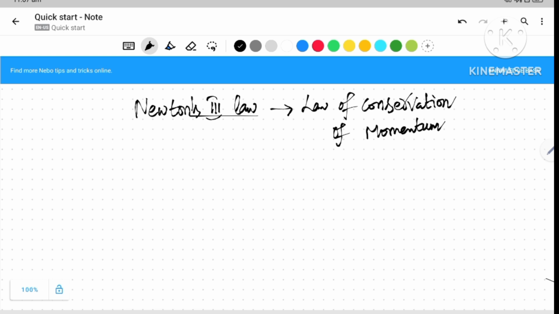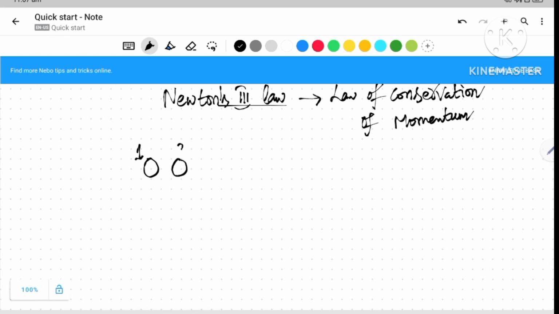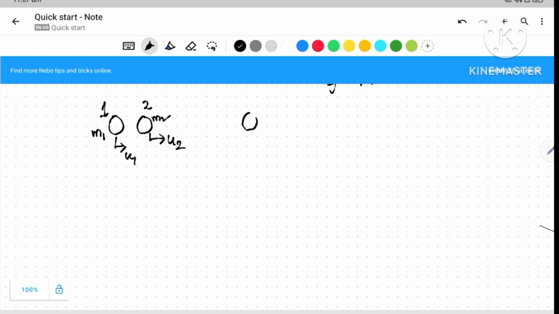Let us suppose I have two metallic objects. The first metallic object is this one, and the second is this one. Let us assume the first is moving with some velocity u1, and the second is moving with another velocity u2. These are the initial velocities of body 1 and body 2, and their masses are m1 and m2 respectively. Now these two bodies interact with each other.